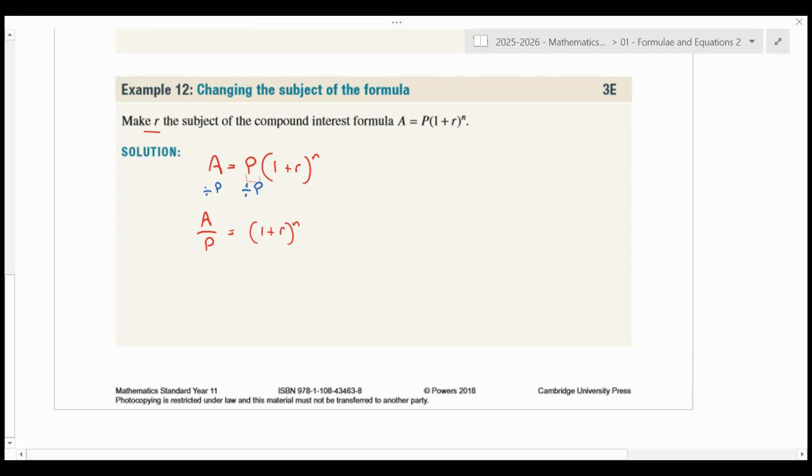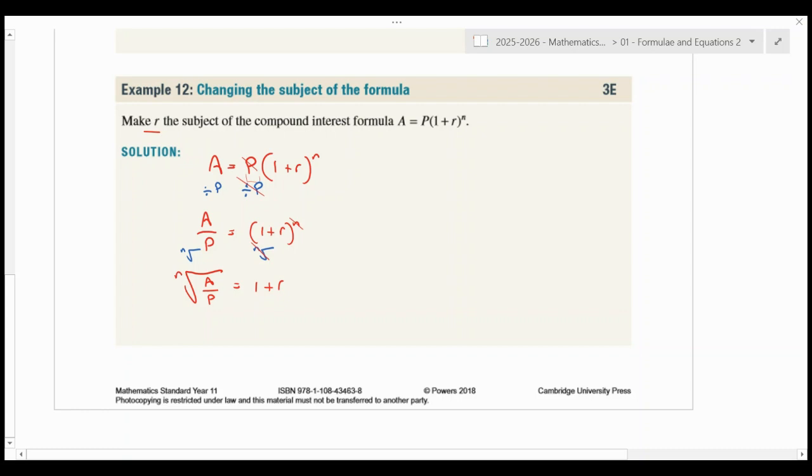This is where we have to get rid of that power of n. So what we're actually going to do is nth root it, is what we call it. And all the boys chuckle. Yes, we're going to nth root it. So that is going to give us the nth root of A over P equals 1 plus R, because that cancels that out, same as dividing by P cancelled that out. Okay, so we've now got that.